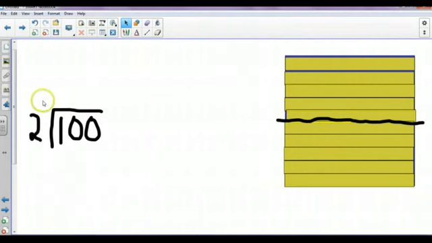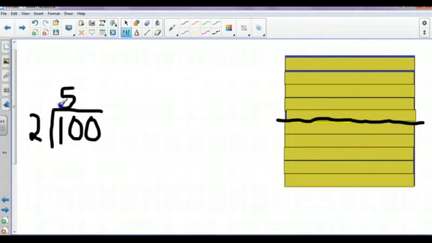Looking back at our division problem, we have 100 divided by 2. So we're going to drop the last 0 and do 10 divided by 2. How many times does 2 go into 10? Let's count. 2, 4, 6, 8, 10. So that is 5. We're going to write 5 at the top.